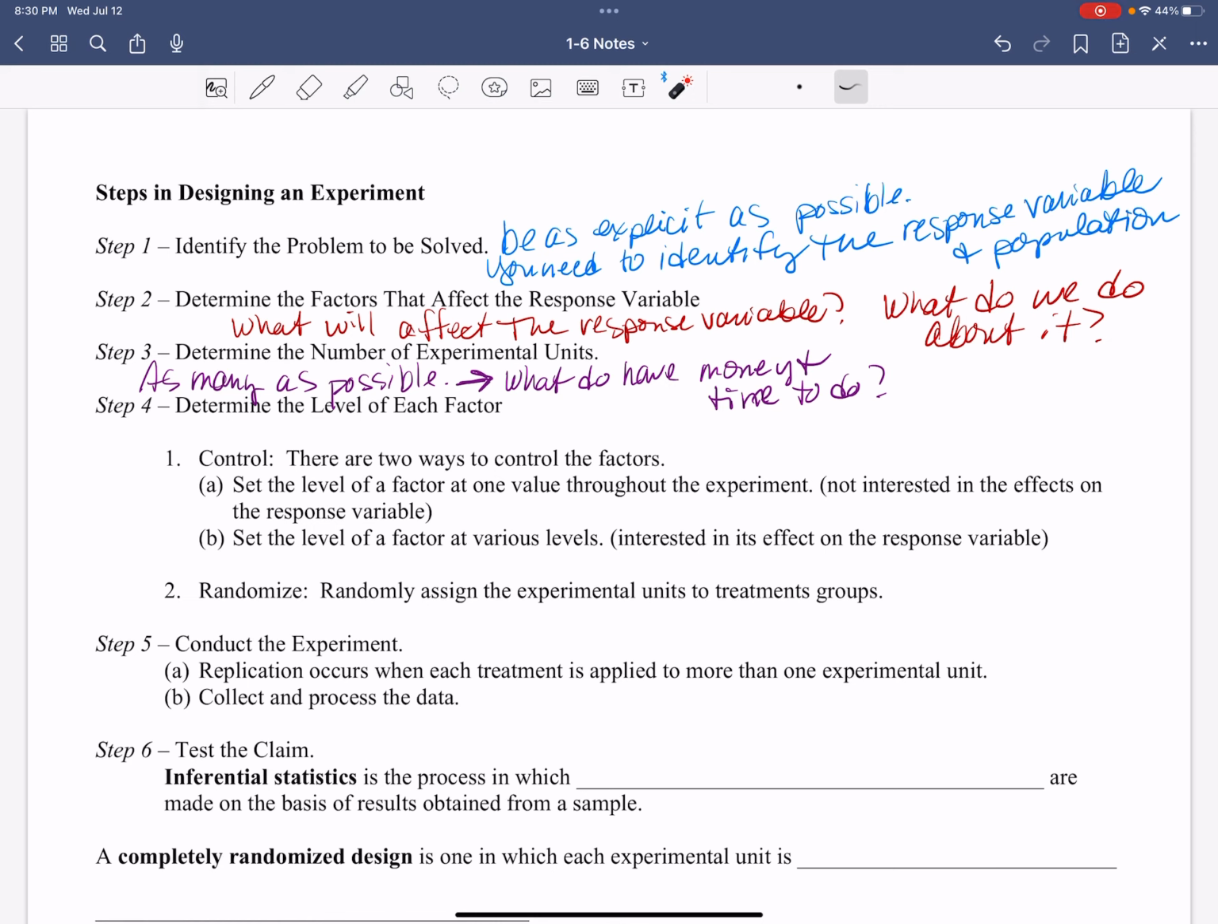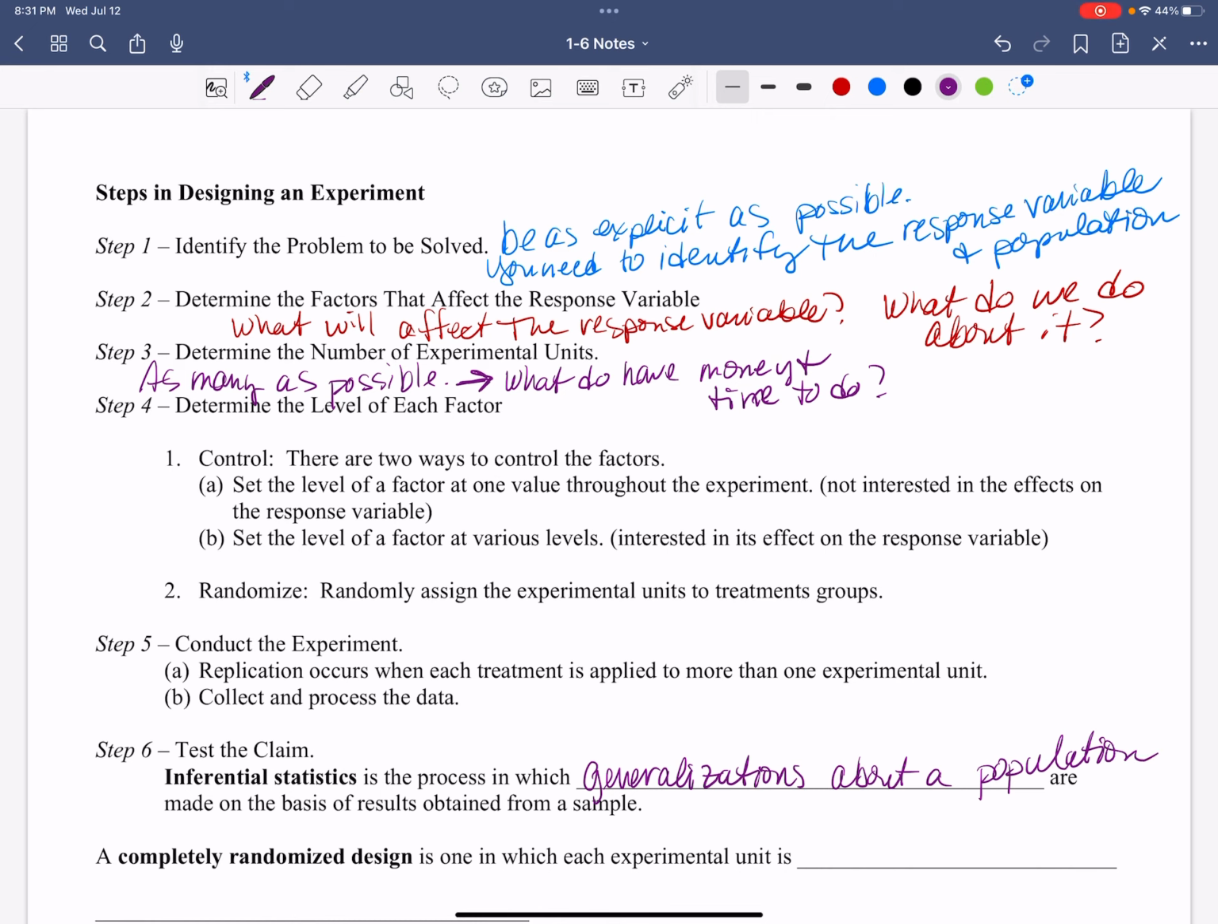Okay, then you test the claim, all right? And you do that with inferential statistics. It's the process in which generalizations about a population, I write so big, are made on the basis of results obtained from a sample.